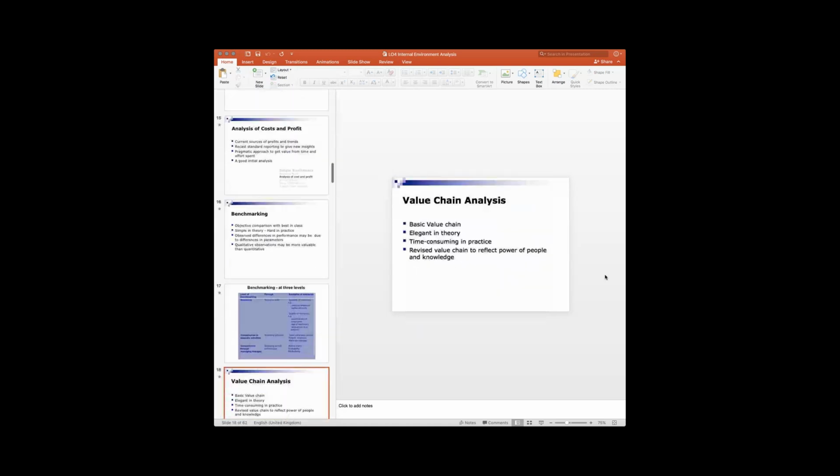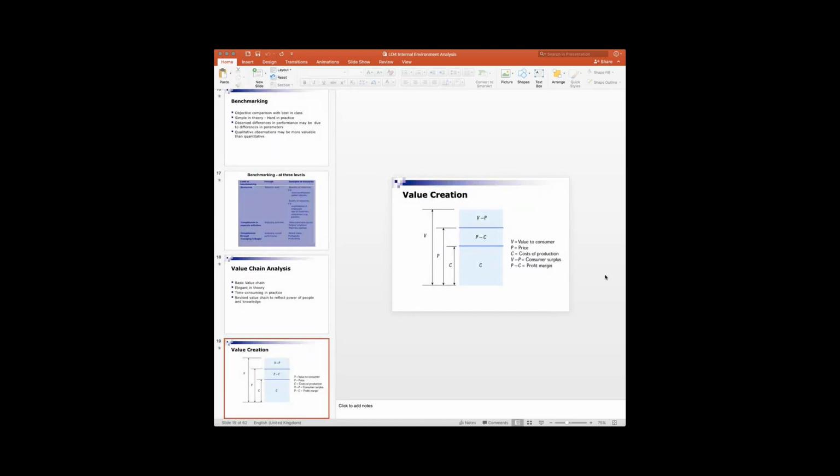And then there are other analysis tools that we look at, which is value chain analysis, and this basically talks about how a product creates value for the customer, and what is the value in terms of price the customer can attribute towards the benefits it provides once the product is bought. The difference between the value to the consumer and the cost of production basically gives the profit margin to the company.